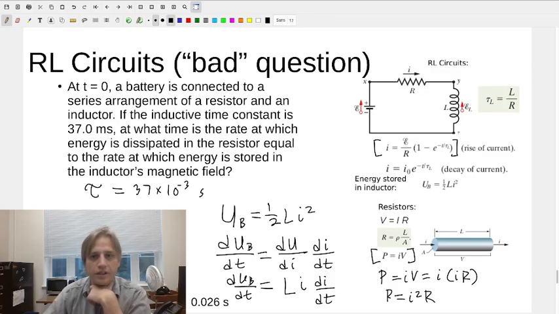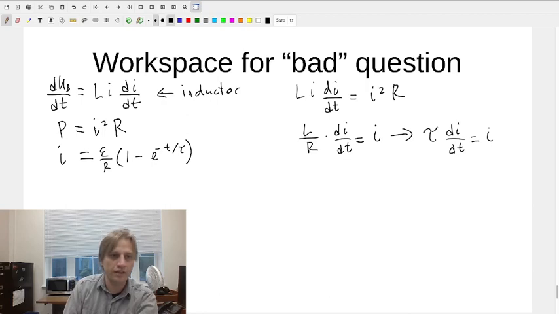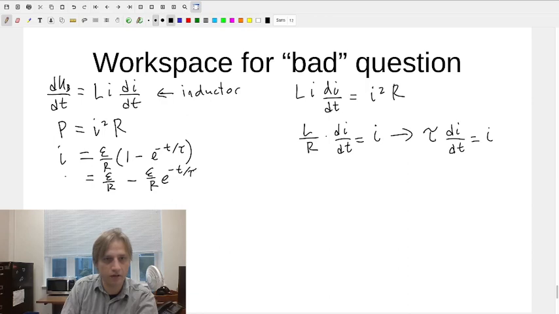If we go back, we can see that for rising current, I has this particular form: the voltage divided by the resistance, times 1 minus e to the minus t over tau. I'm going to rewrite this as epsilon over R minus epsilon over R times e to the minus t over tau. Okay, so that's my I.